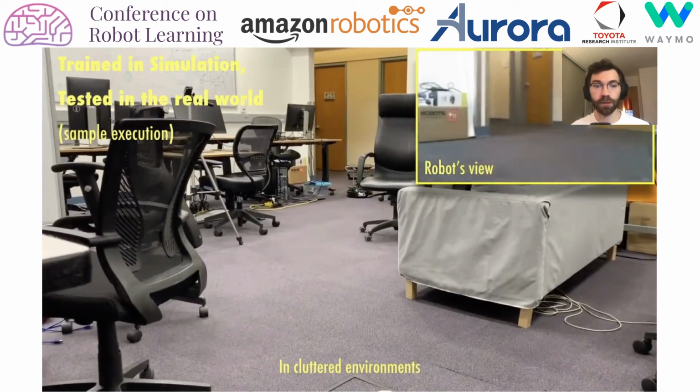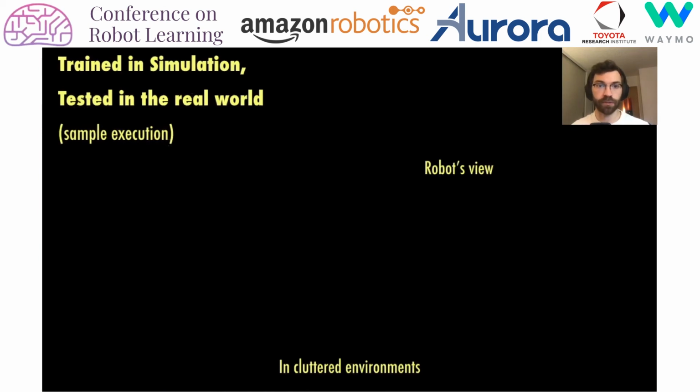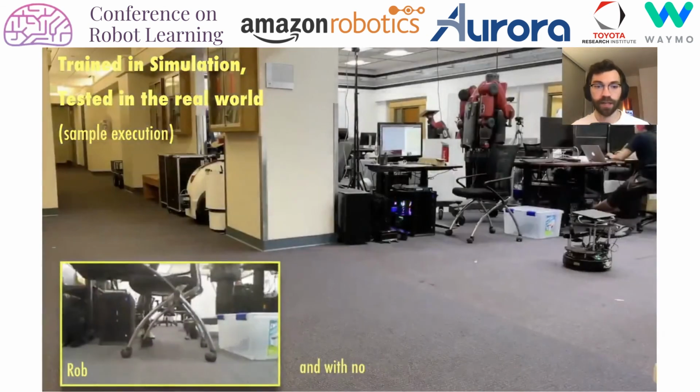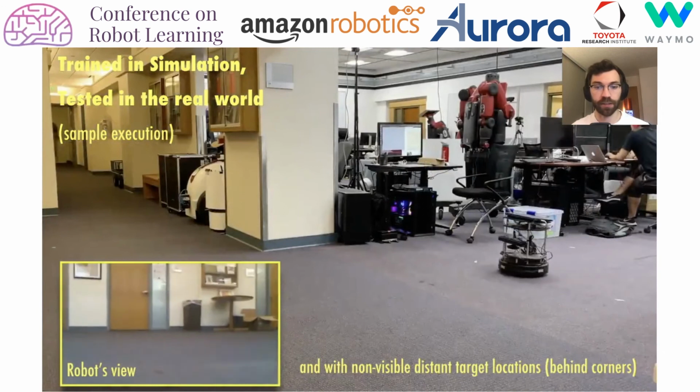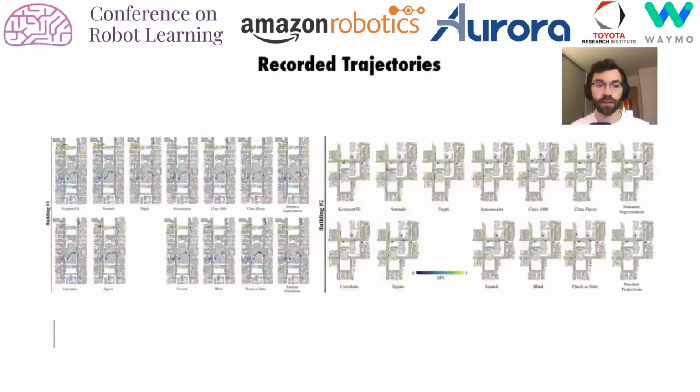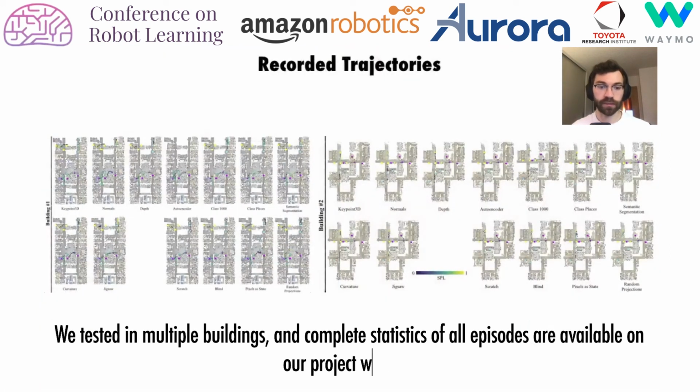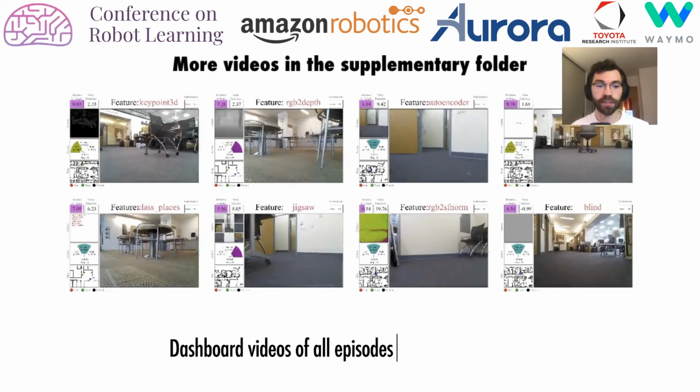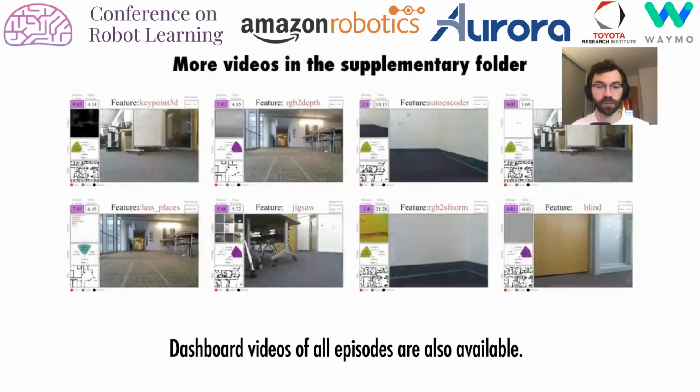Agents using mid-level features significantly outperformed agents trained from scratch, and those agents trained from scratch didn't even outperform blind agents that had no camera on board at all. We tested this in multiple buildings, and complete statistics of all the episodes are available on our project website. In addition, egocentric dashboard videos from each episode are also available.